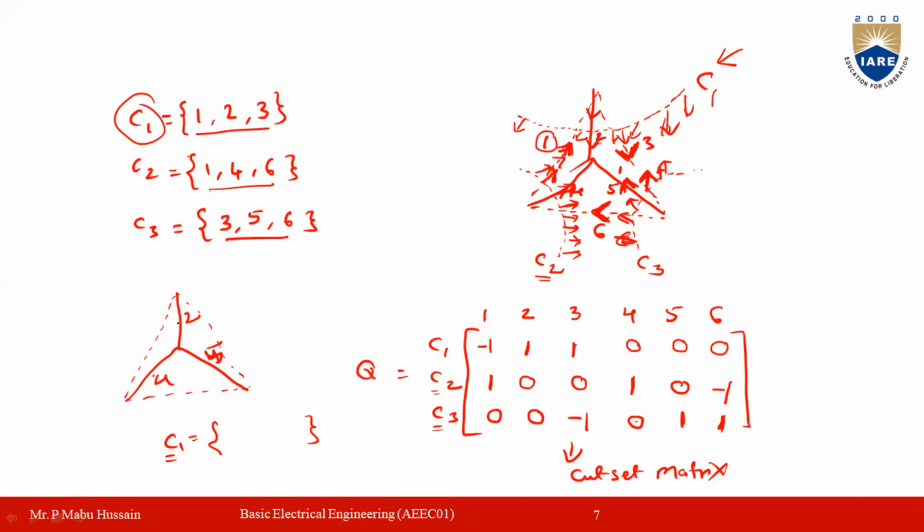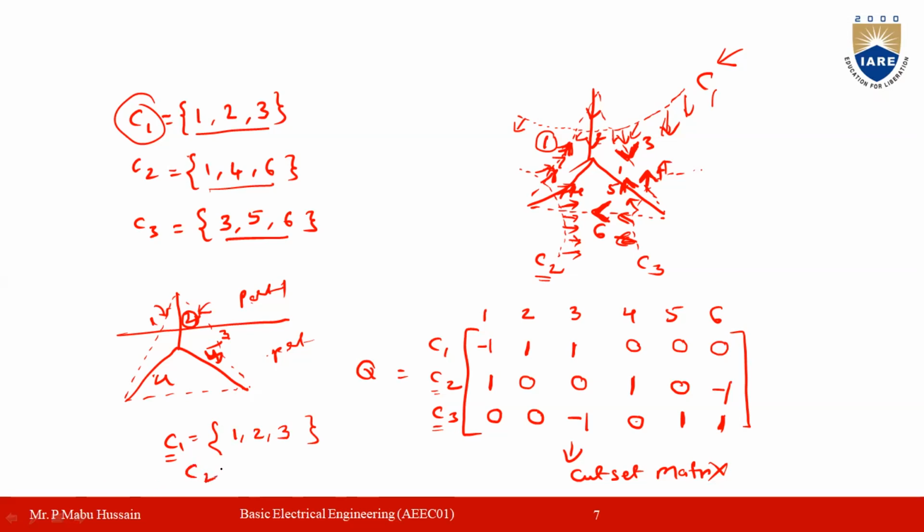Now if you remove one branch in the tree, so if you remove this branch, the graph will be divided into two parts. This is part 1, and this is part 2. From part 1 to part 2, how many links are connected? This link and this link, which are 1 and 3. Along with these links 1 and 3 and this twig 2, the removed branch, together it forms one cut set. So 1, 2, 3 is one cut set.